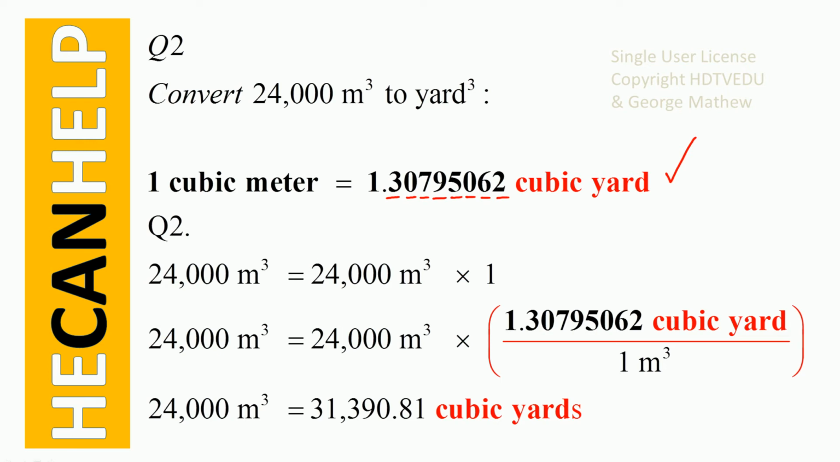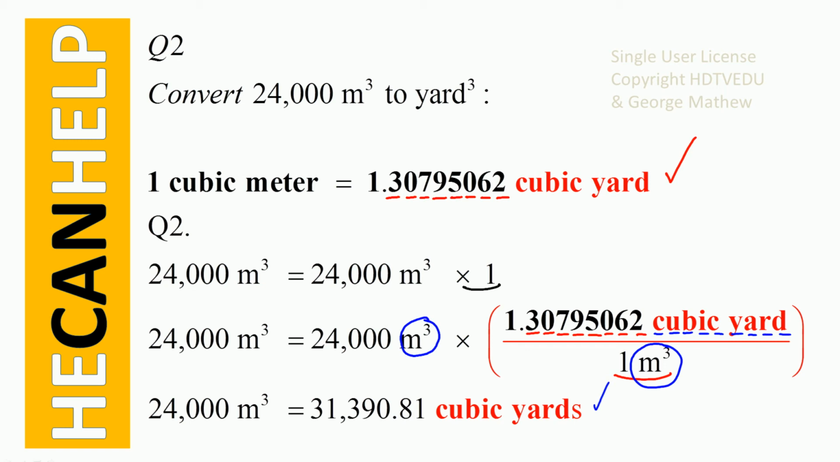24,000 meter cube is 24,000 meter cube times 1. And then what do we do? We replace 1 in such a way that the meter cube cancels. So you have to put meter cube at the bottom. And what is equal to 1 meter cube? 1.3079562 cubic yard. Immediately you see that meter cube and meter cube, they cancel. And what does not cancel? It is the cubic yard. That does not cancel. So we get our answer in cubic yards.